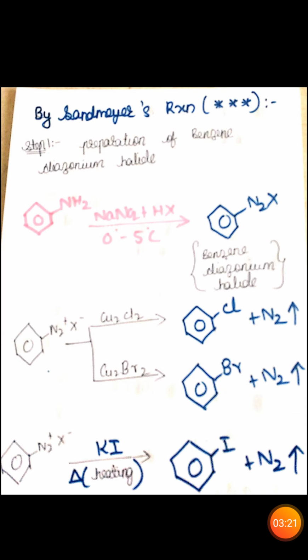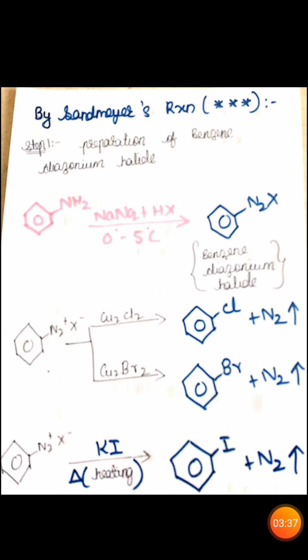So we take this aniline, the pink color ring which I have made. The chemical name is benzenamine. We add sodium nitrite to it plus HX, where X can be chlorine or bromine. Under 0 to 5 degrees Celsius, we get benzene diazonium halide.